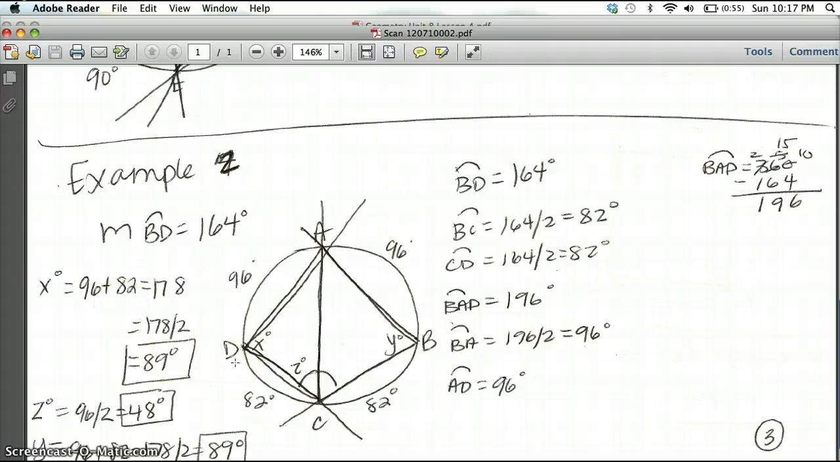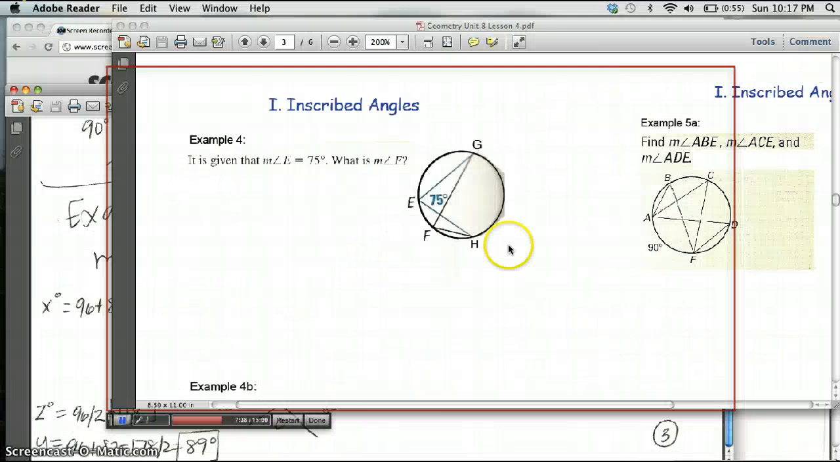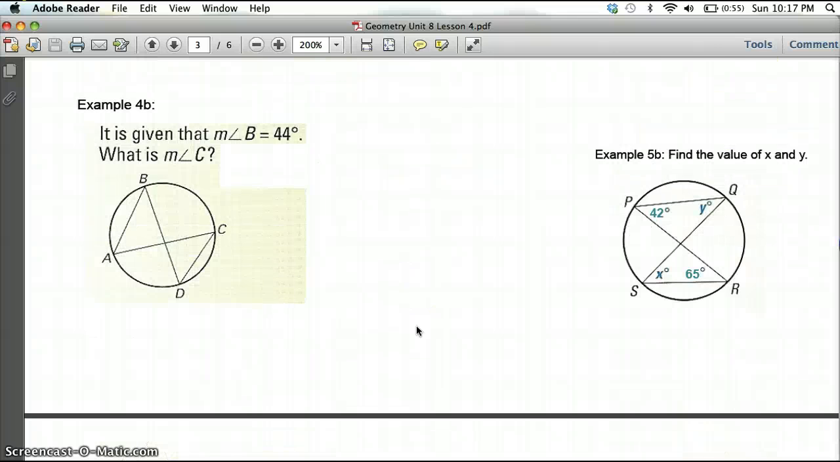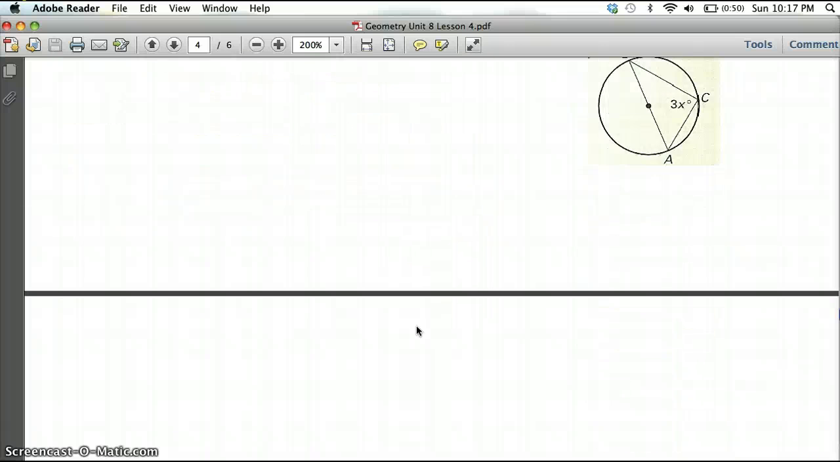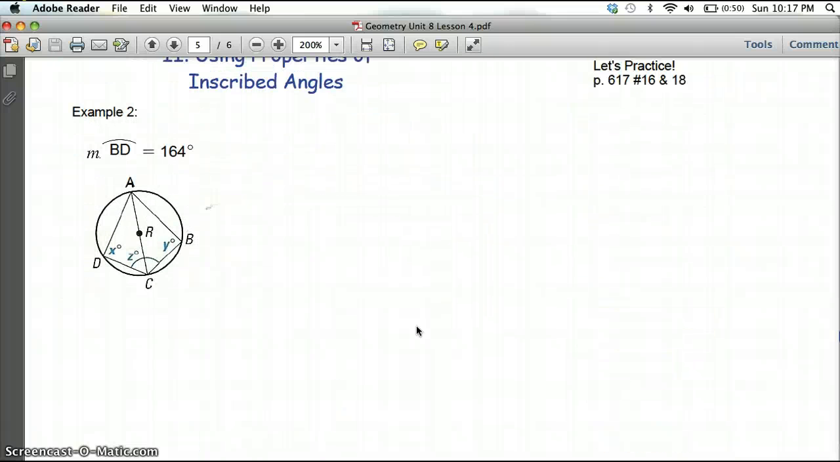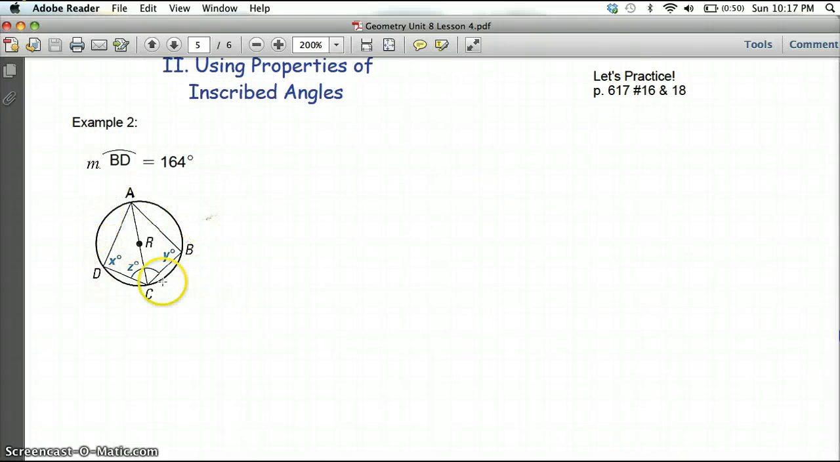Now let's look at example 2. Example 2 is a little bit complicated, so I'm going to walk you through it. I'm going to show you the exact diagram. Here it says we're given that the measure of arc BD is 164 degrees. So that's this arc down here. We want to find the arc of BAD.